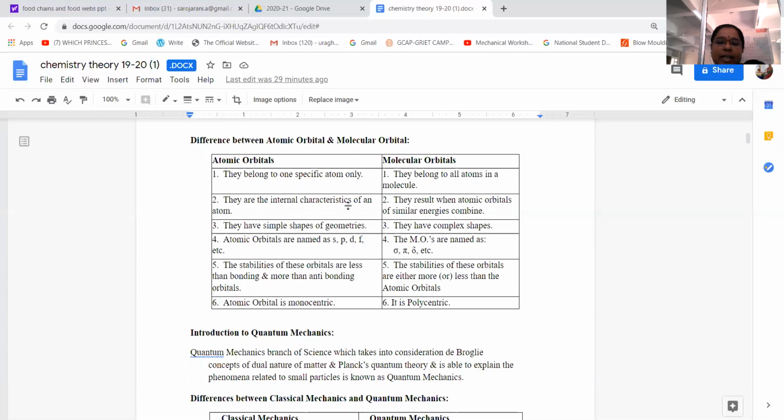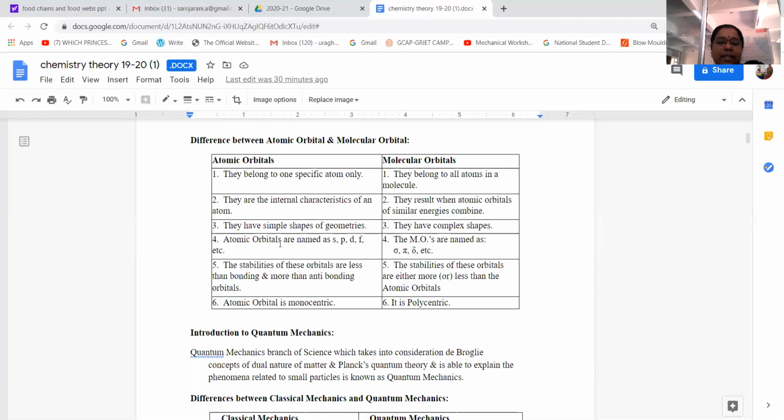Next, there are internal characteristics of an atom. Because it purely relates to atom, whatever we are dealing in this scenario, all will relate to atoms only. Whereas molecular orbitals comprise a molecule only. Molecule is nothing but a group or combination of atoms. Here they result when atomic orbitals of similar energies combine. Atomic orbitals have simple shapes or geometry. Molecular orbitals have complex shapes. So what are the shapes?